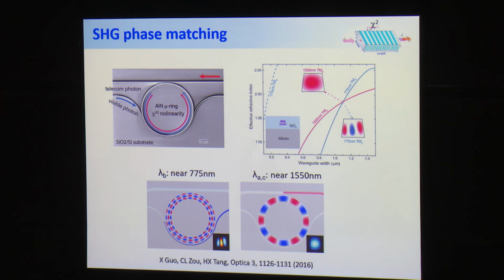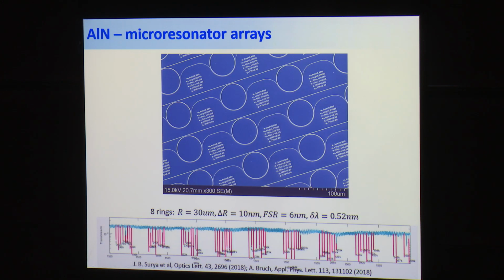This phase matching has a very critical requirement on the device dimensions. As a matter of fact, if you change the width of the waveguide by 1 nanometer, your phase matching window shifts by 1 nanometer in wavelength. So this is very hard to control, and my knowledge in electron beam lithography comes into play. And so what do we do?